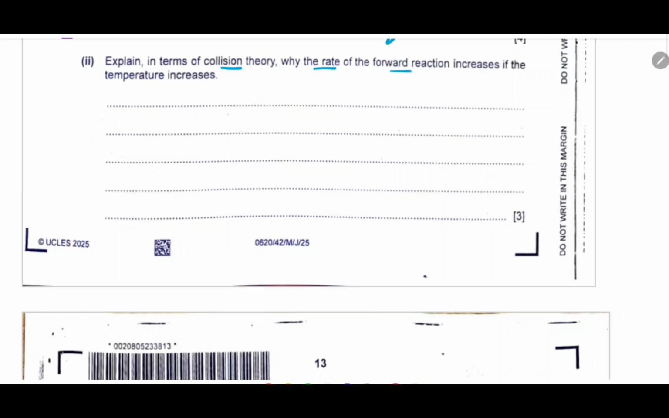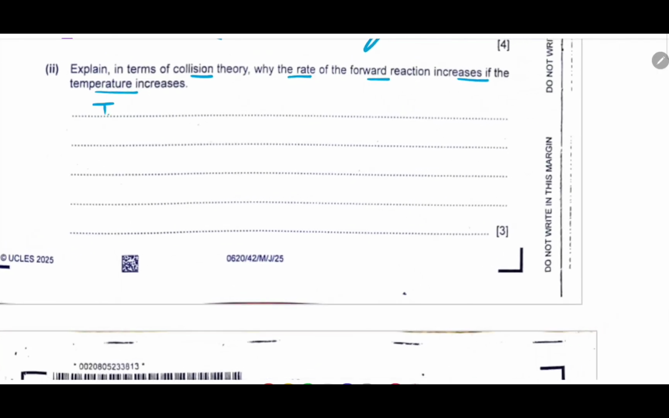The second part says, explain in terms of collision theory why the rate of forward reaction increases if the temperature increases. On increasing temperature, what happens? If temperature is increased, it will increase the kinetic energy of the particles. Particles means all gaseous reactants and products; the kinetic energy will increase.